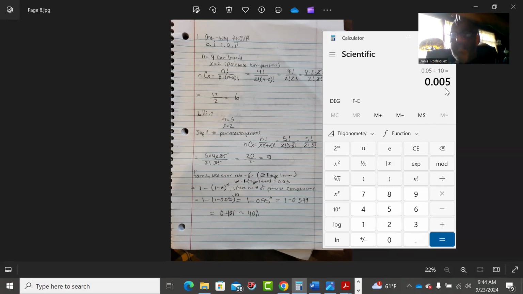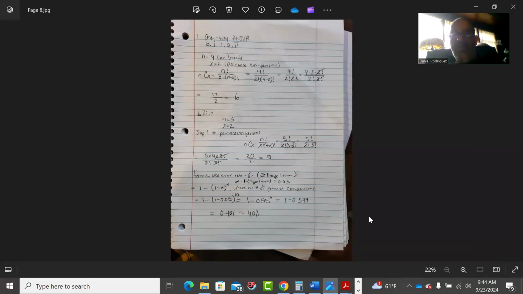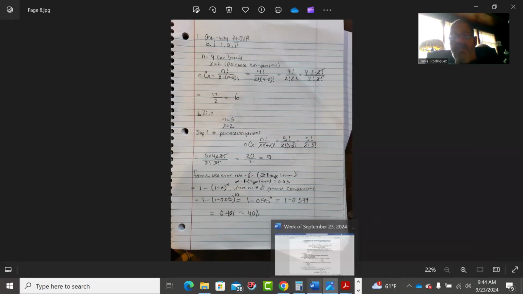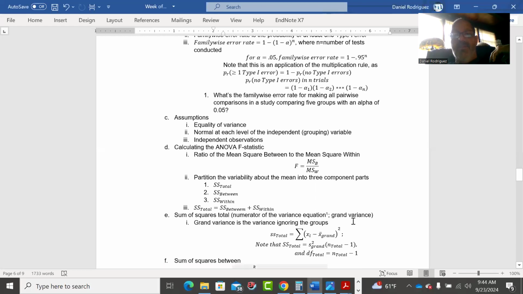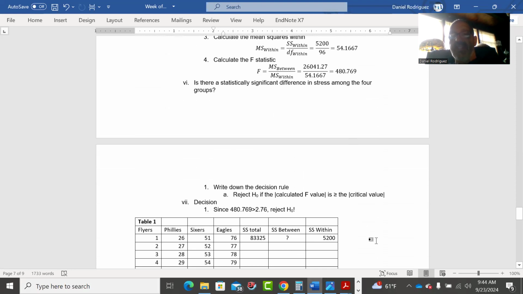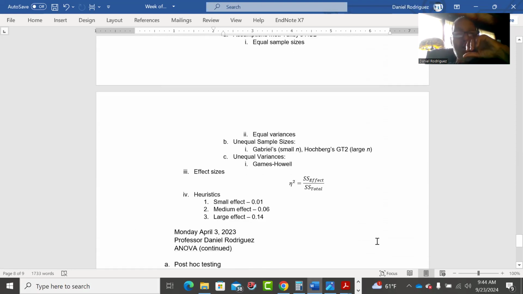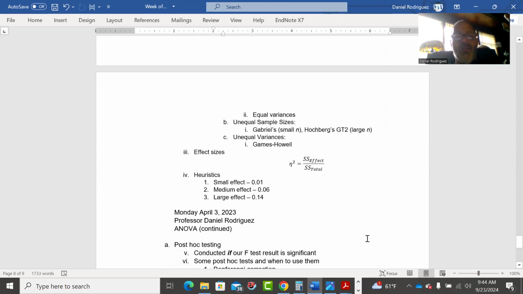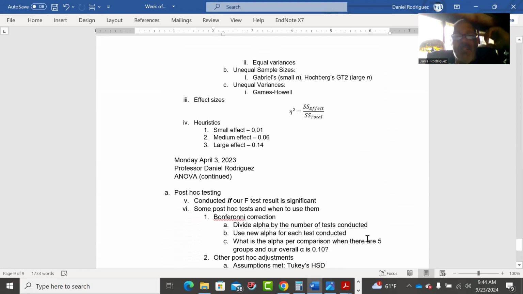That means to reject the null, I'd have to have a probability value less than or equal to 0.005. So that's what we do in order to deal with doing too many comparisons. We make an adjustment to our alpha, looking for a smaller and smaller value. However, there are other ways to do this.